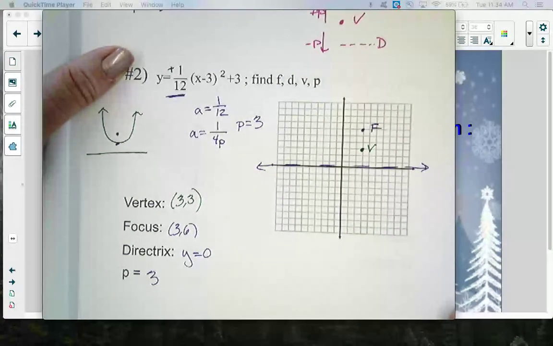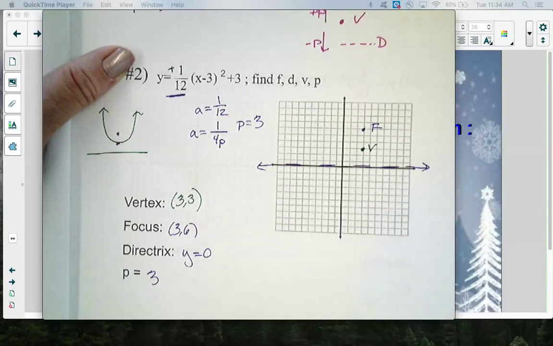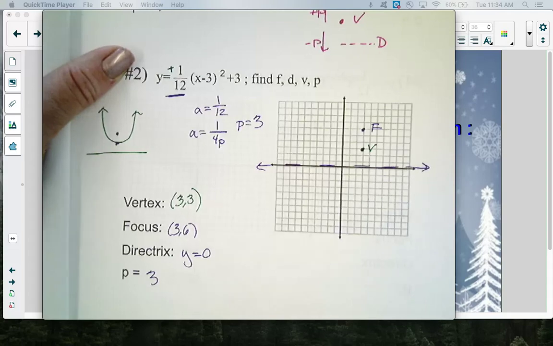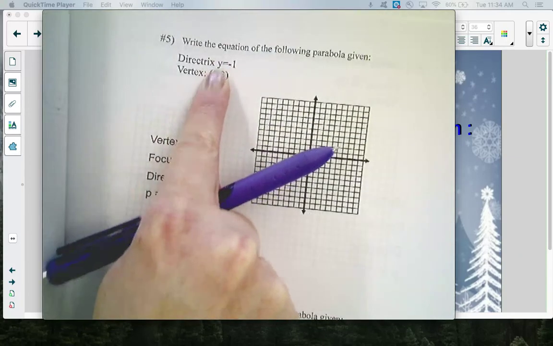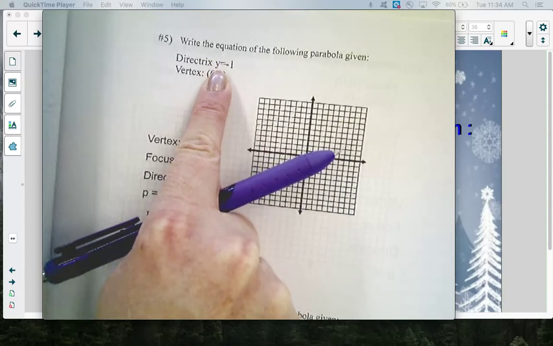Questions on this part? Okay, I'm not giving you any additional homework tonight. We're going to pick up with examples tomorrow. Do you see how now I don't give you the equation, but we're going to have to write the equation? Okay, that's where we're going.